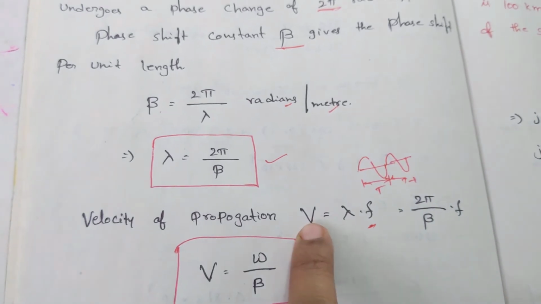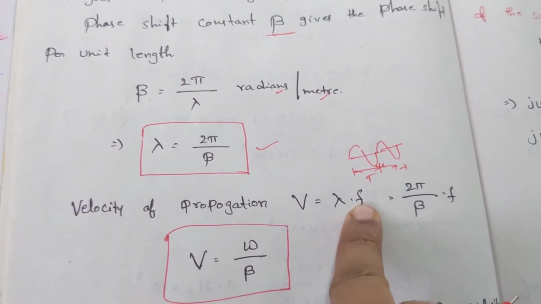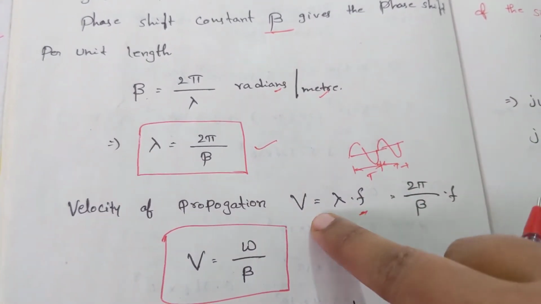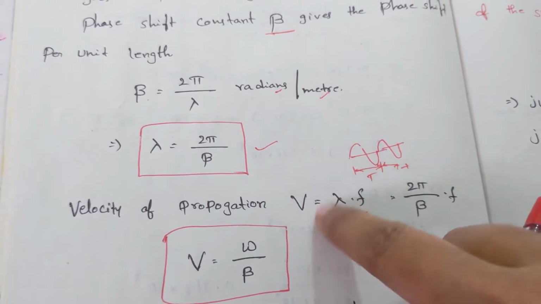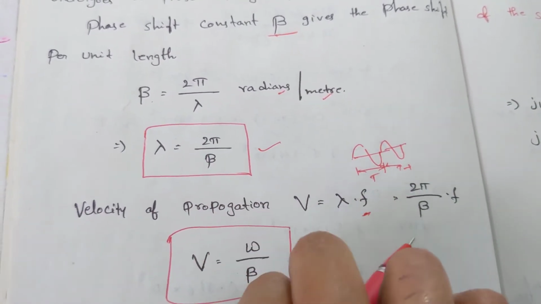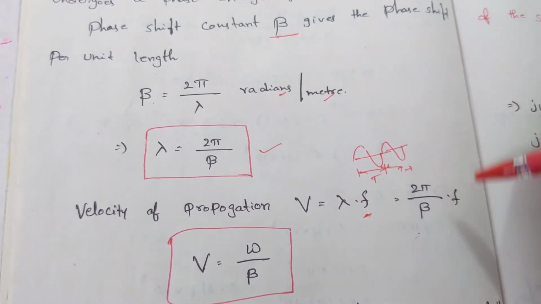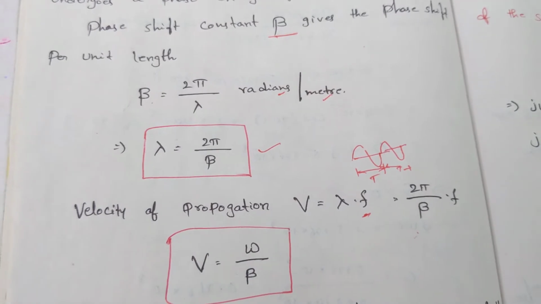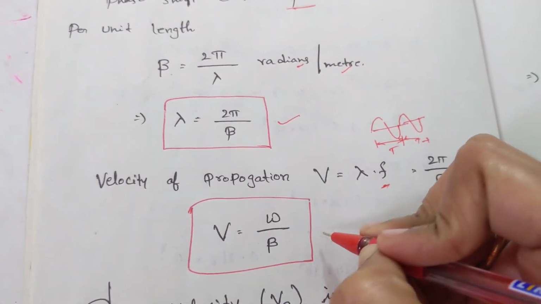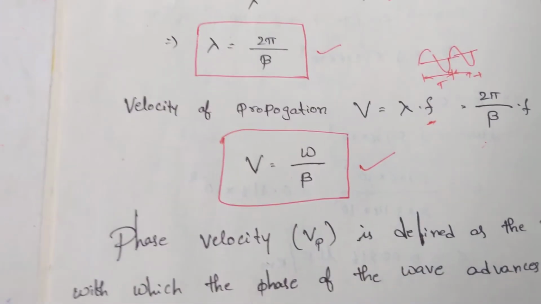So velocity is given as wavelength multiplied by how many times the sequence repeats, the frequency. So lambda into f. Already we know lambda in terms of 2 pi by beta. So 2 pi by beta into f. We already know that 2 pi f is nothing but your angular velocity. So omega divided by beta. So this is nothing but your velocity of propagation.